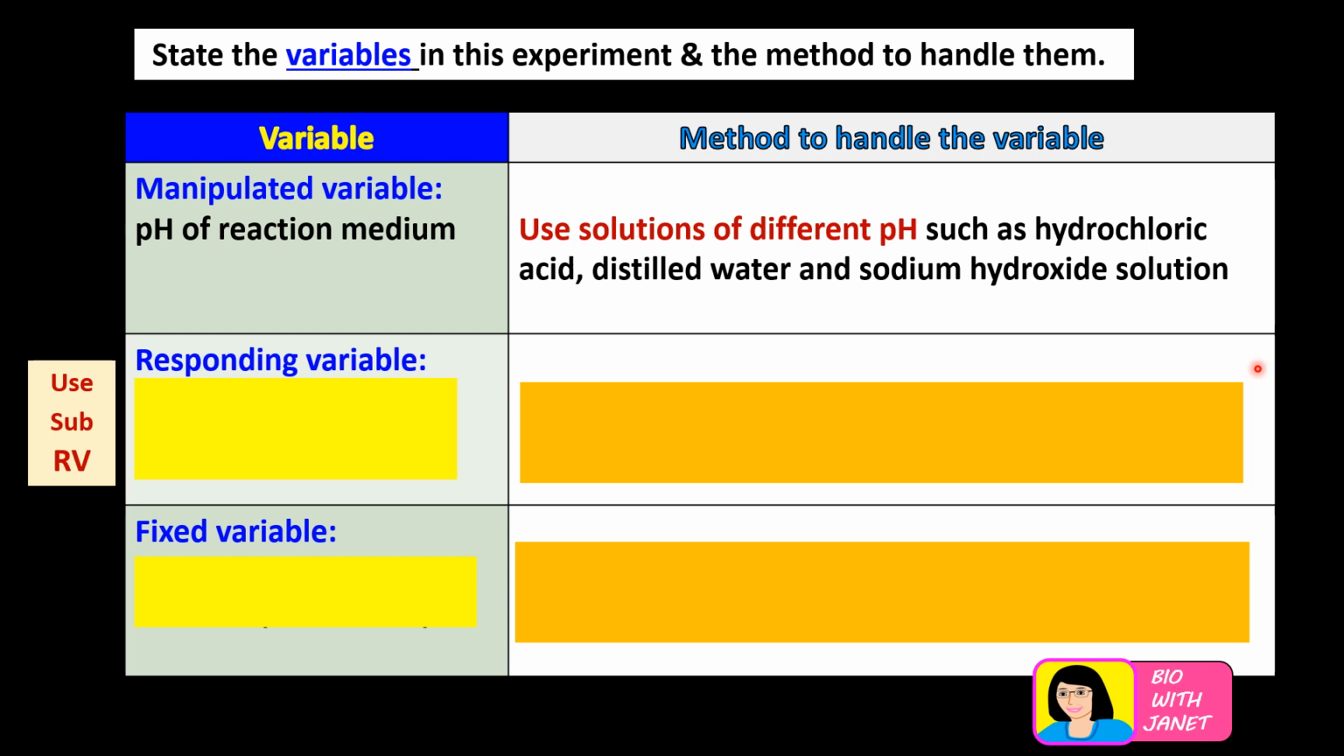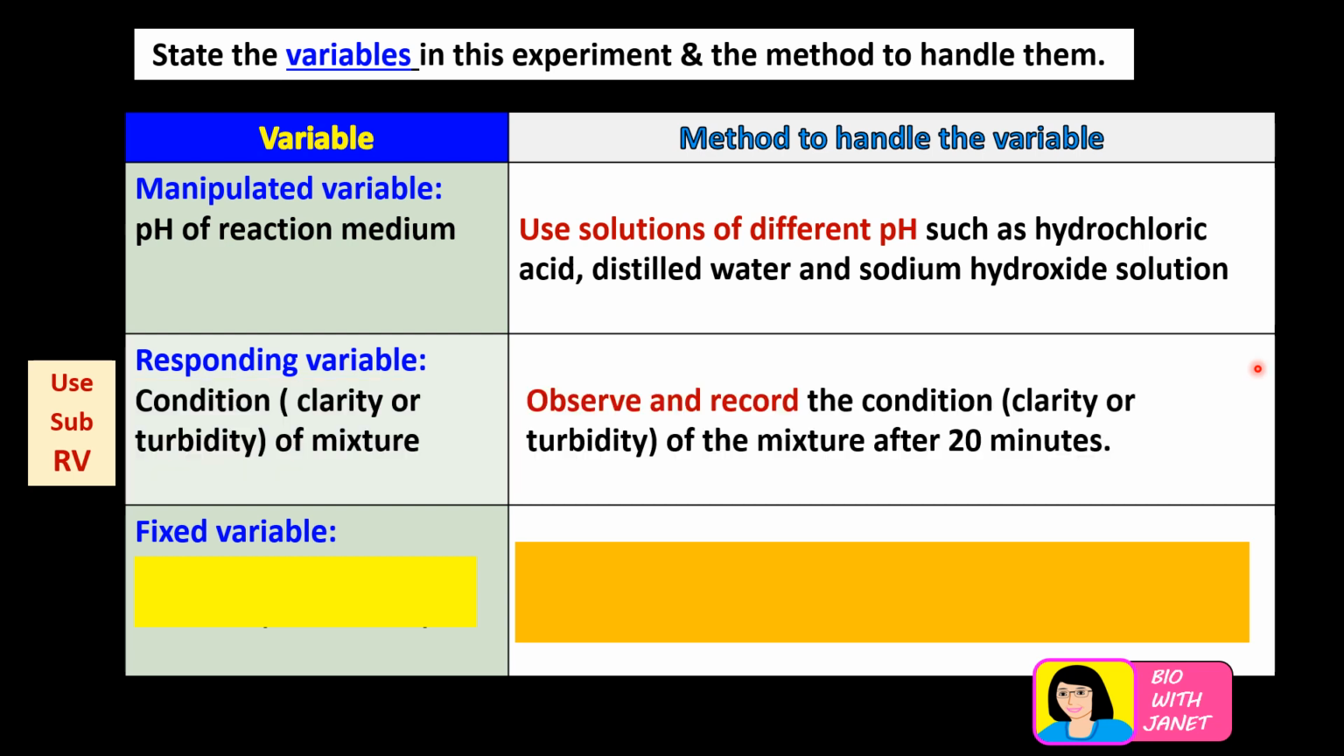Now, responding variable. Always choose the sub-responding variable that we are using in the lab, that you are measuring in the lab or observing in the lab. Okay, so in this case, it is the condition, that means the clarity or turbidity of the mixture, right? Now, method to handle the variable is observe and record the condition, that means the clarity and turbidity of the mixture after 20 minutes. Okay, now the keyword here is observe and record. We cannot say measure and record because there's no measurement made.